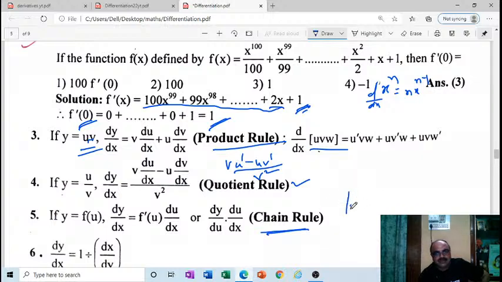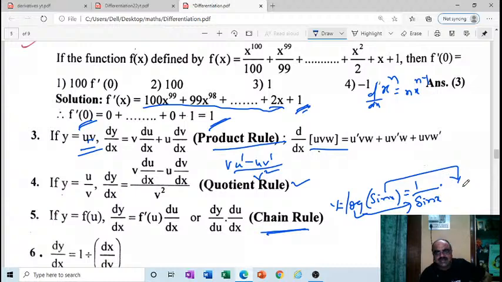You can take an example. Log of sin x. If I say this as a first function and this is a function within that, first differentiation of log will be 1 by sin x, and then this is log's differentiation. Now sin differentiation is cos x, so it is cot x. This is called chain rule.